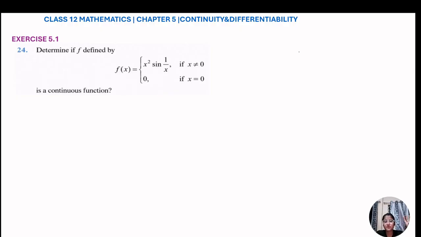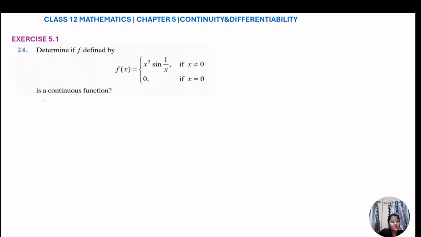What we will do, for x equals 0, the function is defined, so it's very easy. Now you can see, for x equals 0, I made a mistake. There is no need of this graph. As you can see, the function is defined as x square sine 1 by x if x is not equal to 0, and 0 if x is equal to 0.